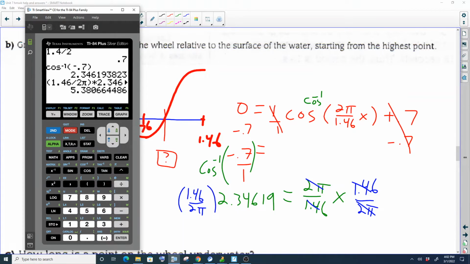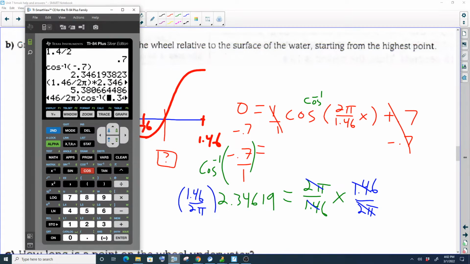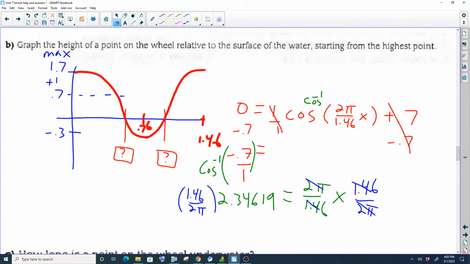Let's see. Inverse cosine. Maybe I'll write the whole thing out and just do the inverse cosine. No, I think we got it right. That could be right. No, it's not right because it needs to be close to 0.76. Or isn't that 0.3 even? You're just going crazy here. First of all, 1.46 divided by 2. I made a mistake, but I caught it. 1.46 divided by 2 is 0.73. So first of all, this should be a 3.